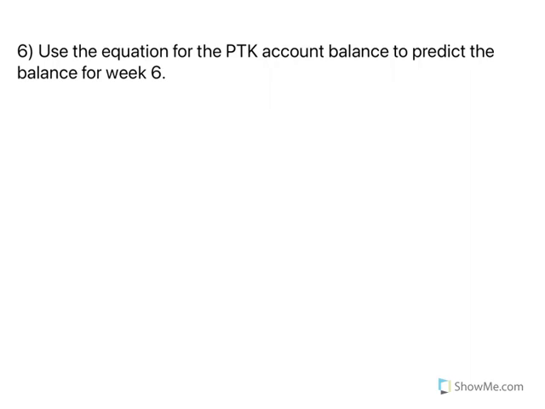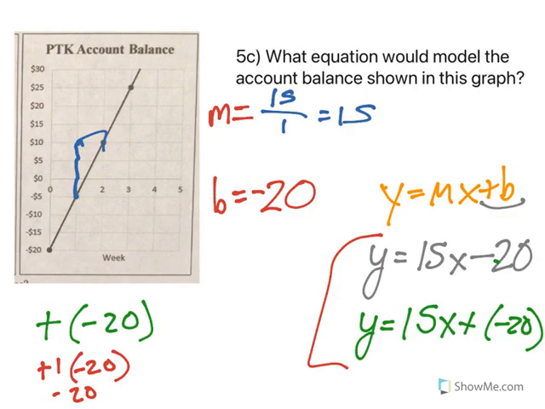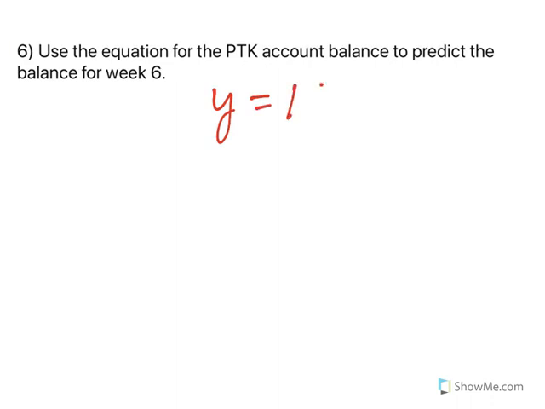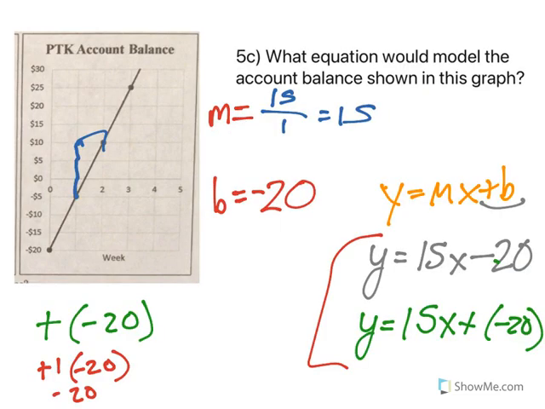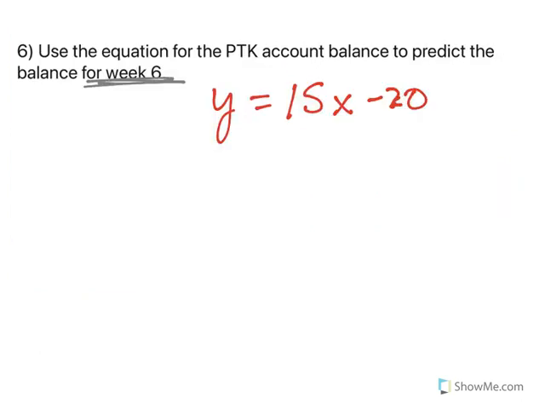So let's use the equation for the PTK account. That was the last one we just did. Y equals 15x minus 20. So I'm going to write that down. Y equals 15x minus 20. We're going to use that to predict the balance for week 6. Now, remember that the weeks are the x-axis. So if it says week 6, that means x equals 6. Let's plug that in, right? We're going to substitute in, wherever we see the x, we're going to substitute in a 6.